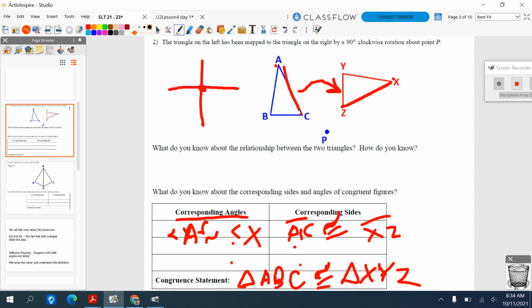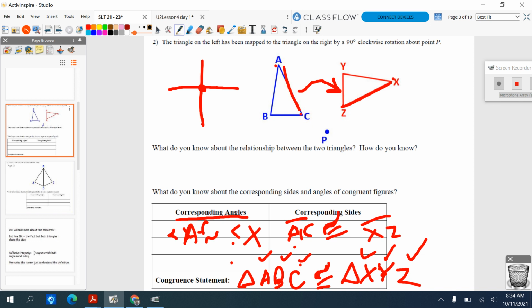All right, now when you write a congruence statement, you have to be careful how you write it. It's wrong unless angle A and angle X are the ones that match up. Angle B, which is second, matches up with angle Y, and angle C matches up with angle Z. How you write things is really, really important.